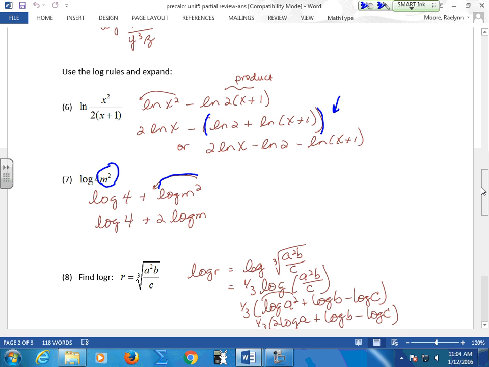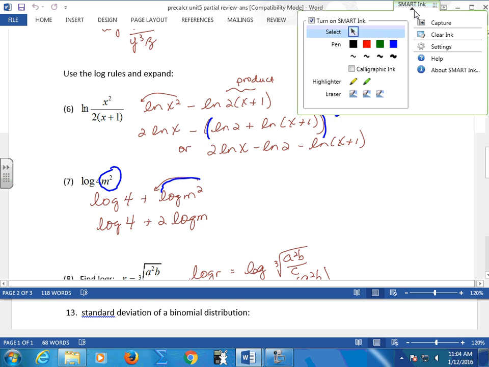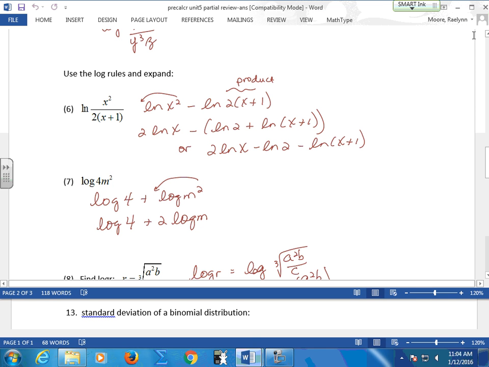Are we okay so far? Okay? Now comes this big one. This is where the root rule comes in handy. I need to get rid of my radical sign. I need to make it into an exponent.